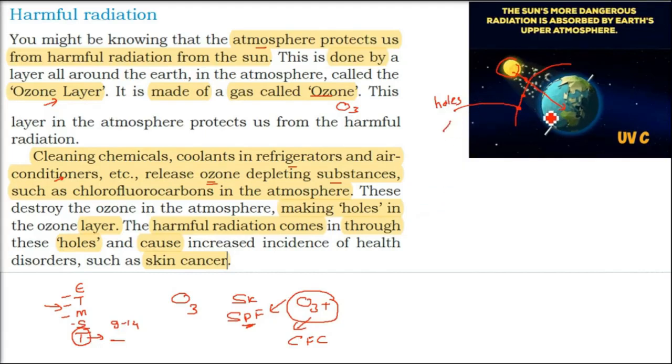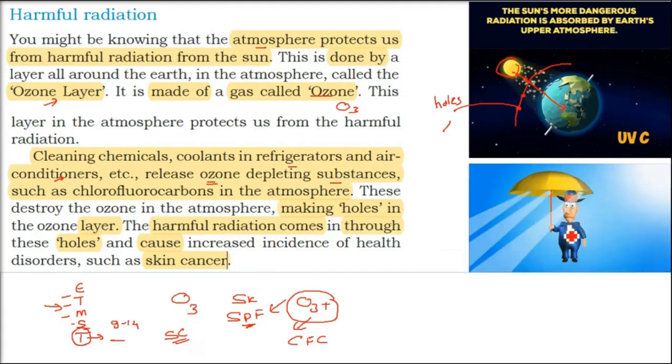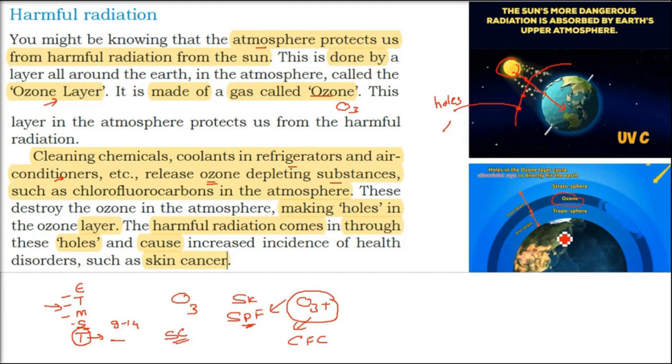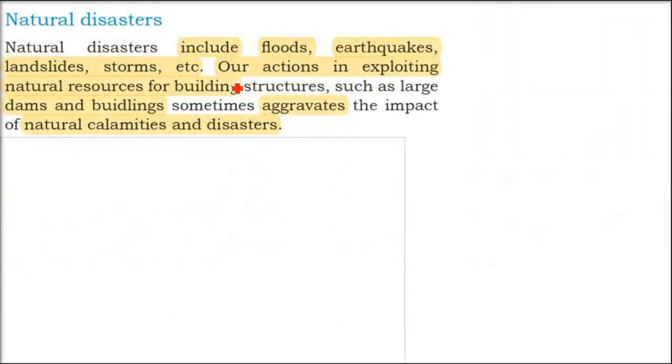The ultraviolet rays are coming through, and when this harmful radiation comes in abundant amounts, it may cause skin cancer. People are actually having skin cancer because of these ozone holes. So these are the different layers, and as I'm saying, why are we using an umbrella? To stop these rays. That is how ozone is the umbrella of the earth. It stops the harmful radiation. So we should not use all these things.